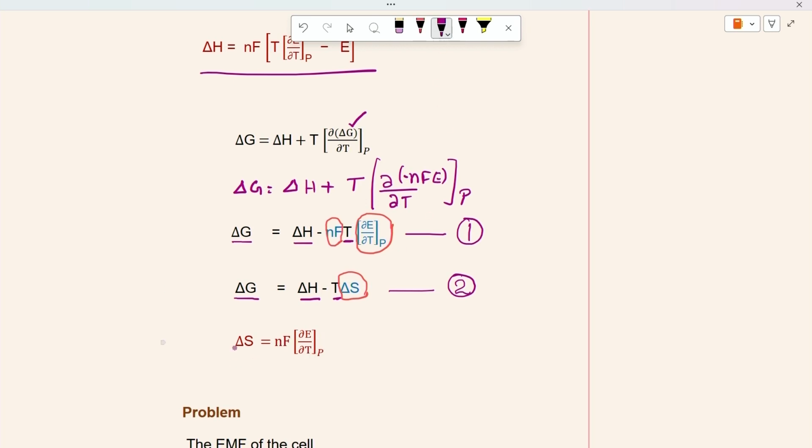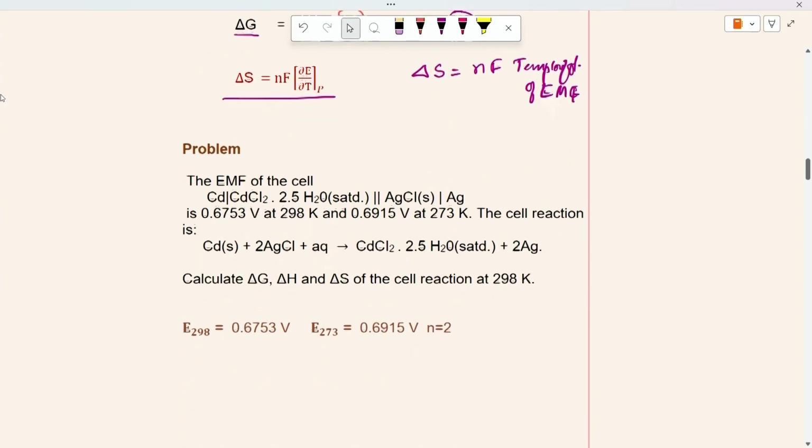So, this is another relation. Delta S is equal to nF into ∂E/∂T at constant pressure, or if you remember that ∂E/∂T is the temperature coefficient of EMF, then you can just relate it as delta S is equal to nF into the temperature coefficient of EMF. Easy to remember. Now, let us go for the problem. You have all the 3 thermodynamic properties related to the EMF of the cell. So, next we will go on for the problem.